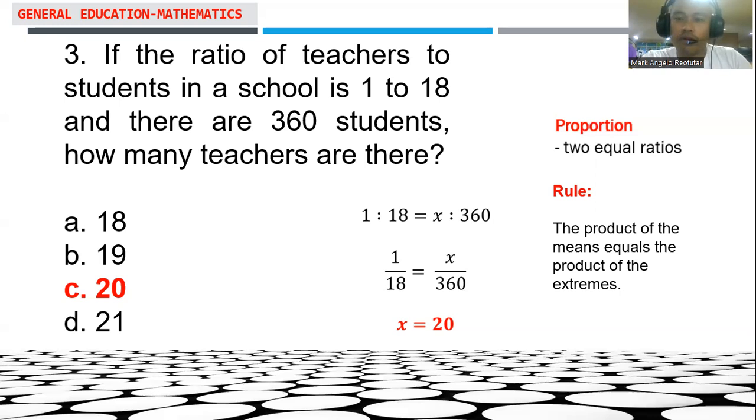So computing the value of your x now, which represents the number of teachers having 360 students, will be equal to 20. So the result is, if the ratio is 1 is to 18 and there were 360 students, then the number of teachers will be equal to 20. So in that particular case, we can say that 1 is to 18 is just the same as 20 is to 360.